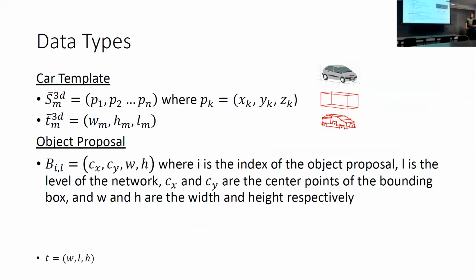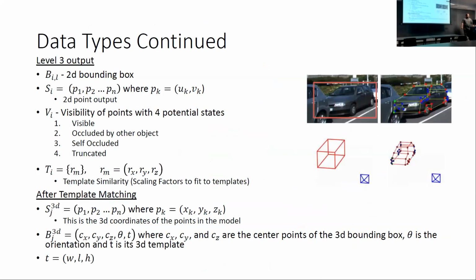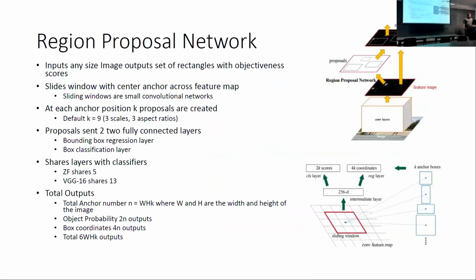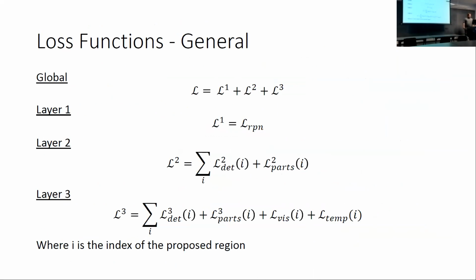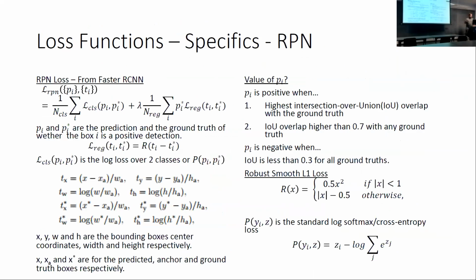So do we have the exact form of the parts loss? Yep, I have it later on. And then layer 3, they have detection, parts, visibility, and template matching. All of these are on the next slide, the loss function specific to only RPN. I tried to include as much as I possibly could, which wasn't fun to me, but it's on there now.